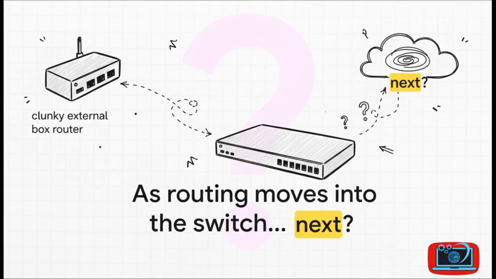And that leaves us with one final thought. We've watched the whole function of routing evolve from a clunky external box to a feature that's deeply integrated inside our switches. So the question is, what's the next step in that evolution? Where does routing go from here?